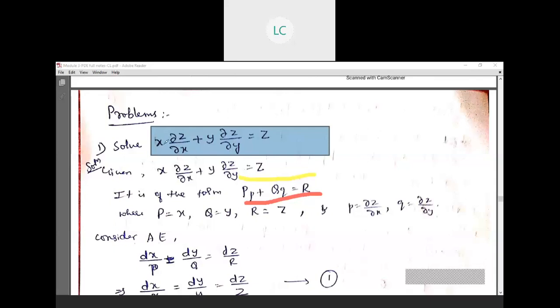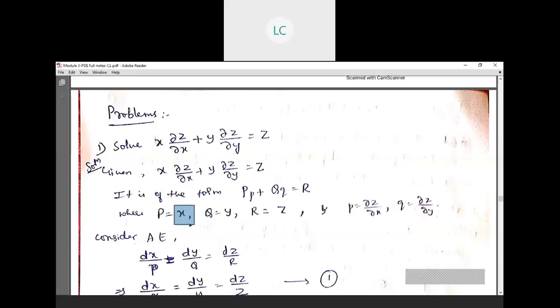Now see here. x dou z by dou x, where dou z by dou x is small p; here dou z by dou y is small q. So x, y equal to z is this. So it is in standard form. The given equation is already in standard form. So now you just write down what are P, Q, R and small p, small q. Here Z represents R, Y represents Q, X represents P according to the given problem.